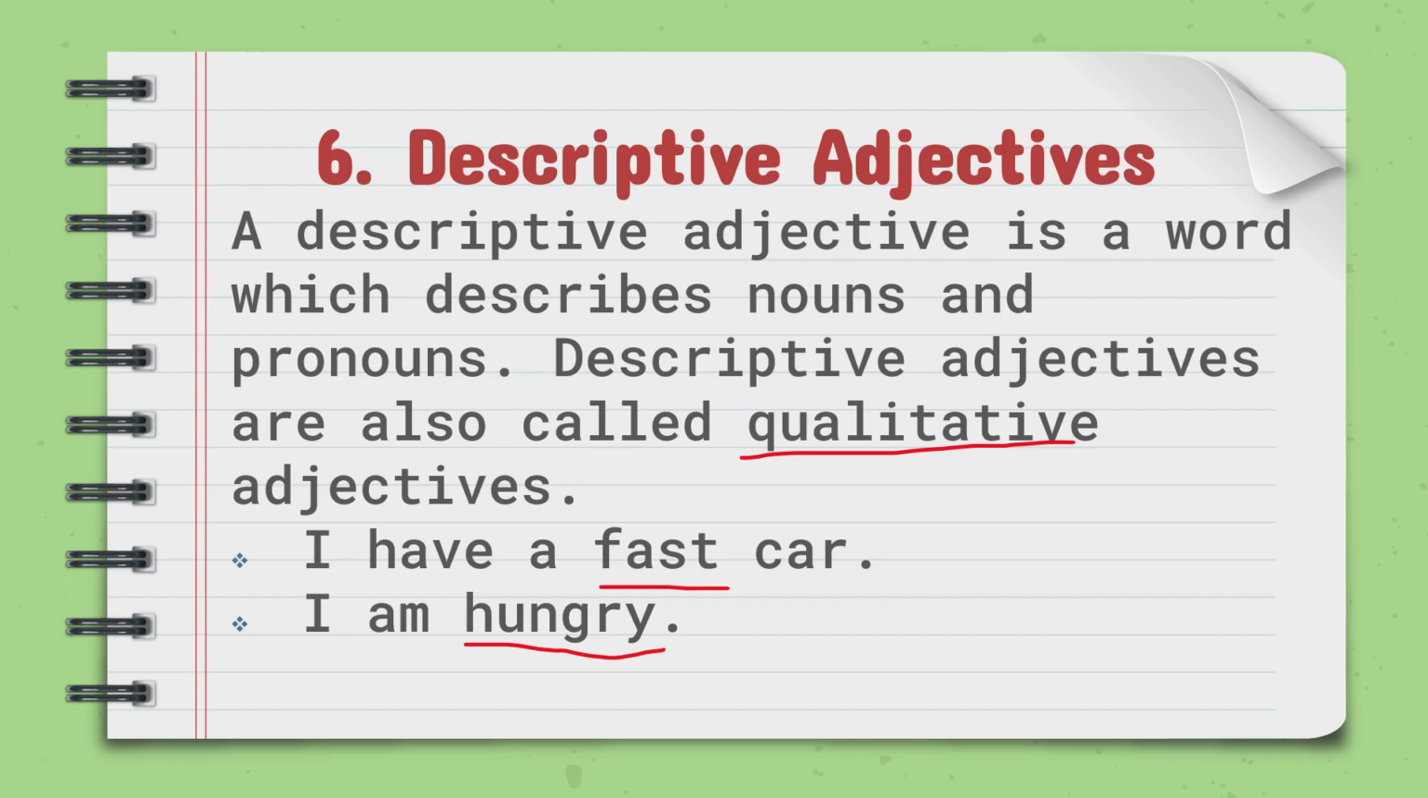For example, I have a fast car. Car is a noun and the word fast describes the car. It describes its quality. What is car? It is fast. The car is fast. So the word fast here is descriptive adjective or qualitative adjective.